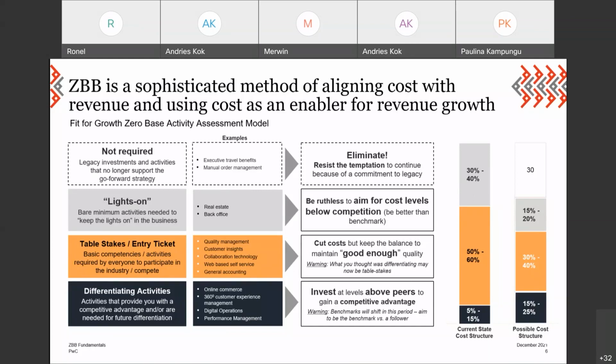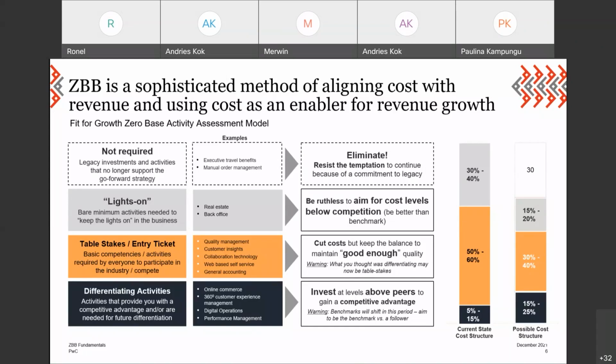Secondly is lights on, which is much more relevant than your legacy systems as an example, but it's also not something that gives you a competitive advantage. So it's also a cost bucket that you want to be fairly ruthless on when it comes to ZBB. Be very, very direct when you look for that zero base and remove inefficiencies, because it's also not a cost that gives you a competitive advantage. And thirdly is table stakes, which is similar to lights on, but it's a bit more relevant towards your front office and enabling your revenue growth.